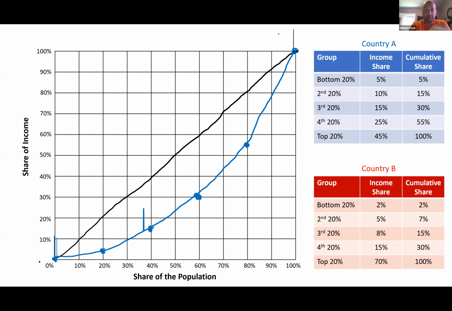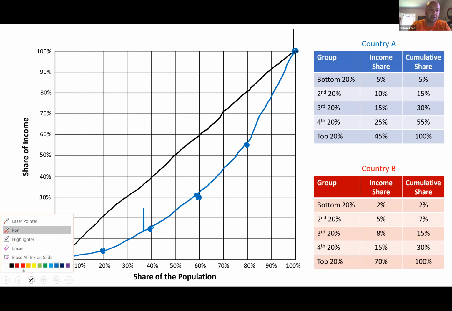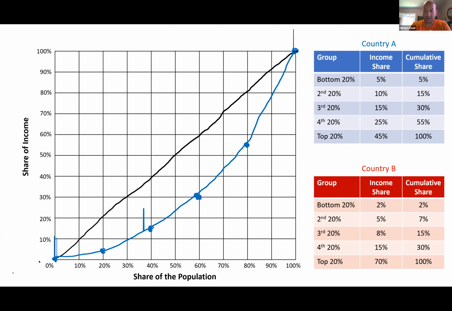So here I've got another country, a different size distribution. And as we're going to see, this country has more inequality. And so again, always have the same 2 points, 0, 0, and 100, 100. Now let's plot out the rest of these. 20% in this country, only 2% of income. The bottom 40% has 7% of income.